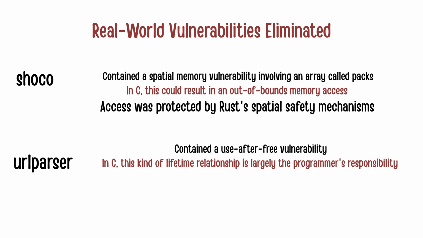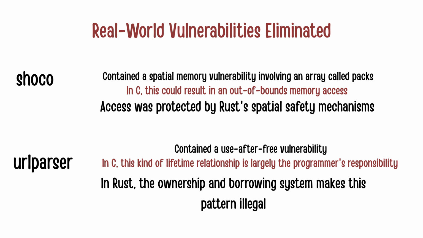In C, this kind of lifetime relationship is largely the programmer's responsibility. But in Rust, the ownership and borrowing system makes this pattern illegal. The compiler can detect that the borrowed data would no longer be valid and reject the program. Interestingly, all participants dealing with this benchmark solved the problem by creating a copy of the input string so that the data could safely remain alive for as long as necessary. This is a perfect example of the strategy we discussed in the previous section.